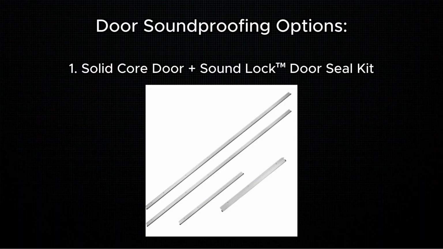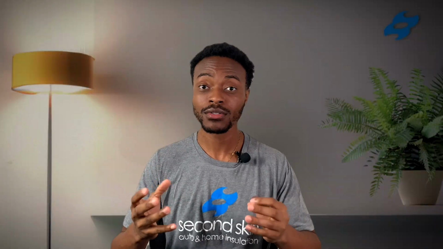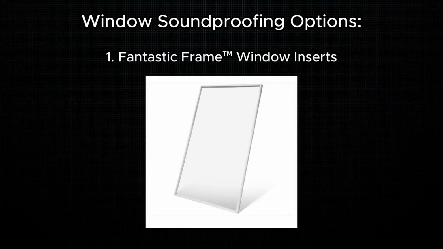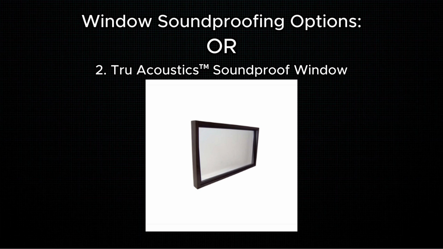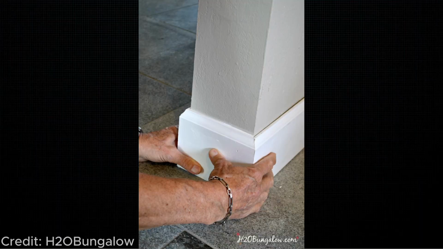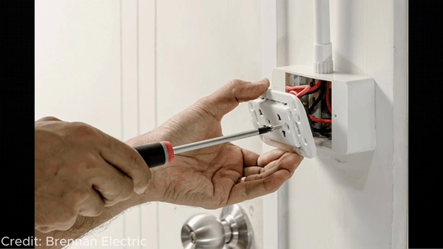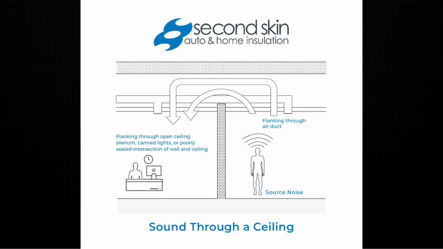Number 1, you can upgrade your door from a hollow core door to a solid core door, and then get one of our door seal kits. Or if you have higher soundproofing needs, you can look into our SoundLock soundproof door. For windows, you can use our fantastic frame window inserts, or if you have a higher soundproofing need, look into our True Acoustics soundproof window. Other weak points include gaps around the perimeter, such as behind baseboards, electrical outlets, HVAC vents, or pipes. These are all areas that sound can leak outside of a room.